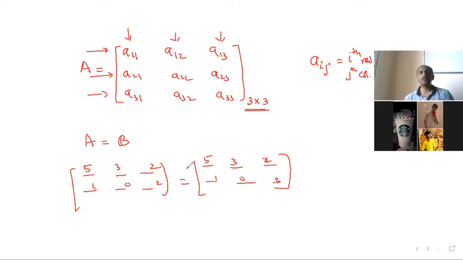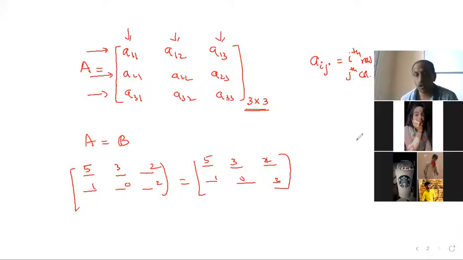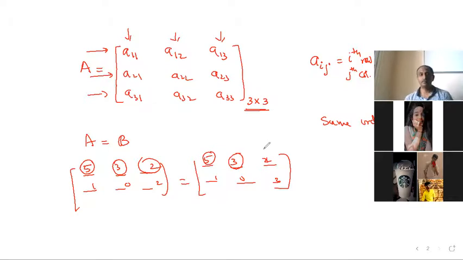So what are the conditions for two matrices to be equal? First, they should be of the same order. And second condition, the corresponding elements should be equal. You understood the meaning of corresponding element? Yes, sir. Then only the two matrices can be equal.